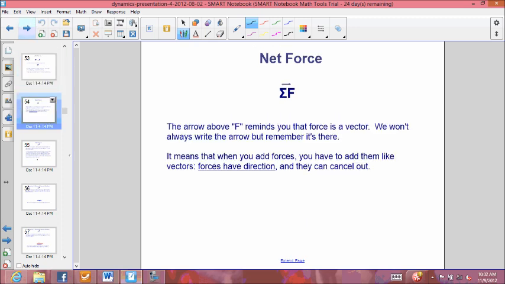The arrow above reminds us that it's a vector. So like velocity, direction matters. We won't always write the arrow, but you need to remember it's there. It means that when you add the forces, you have to add them like vectors. Forces have direction, and they can cancel out.